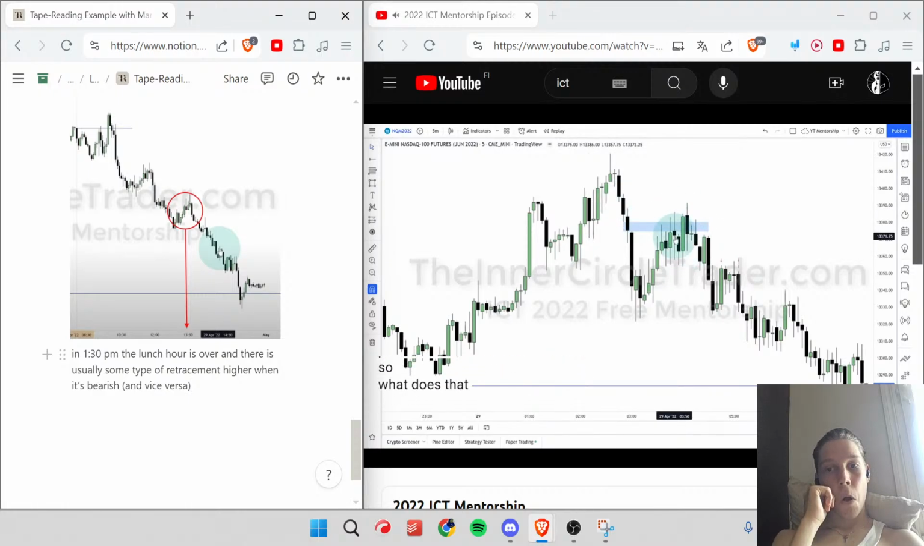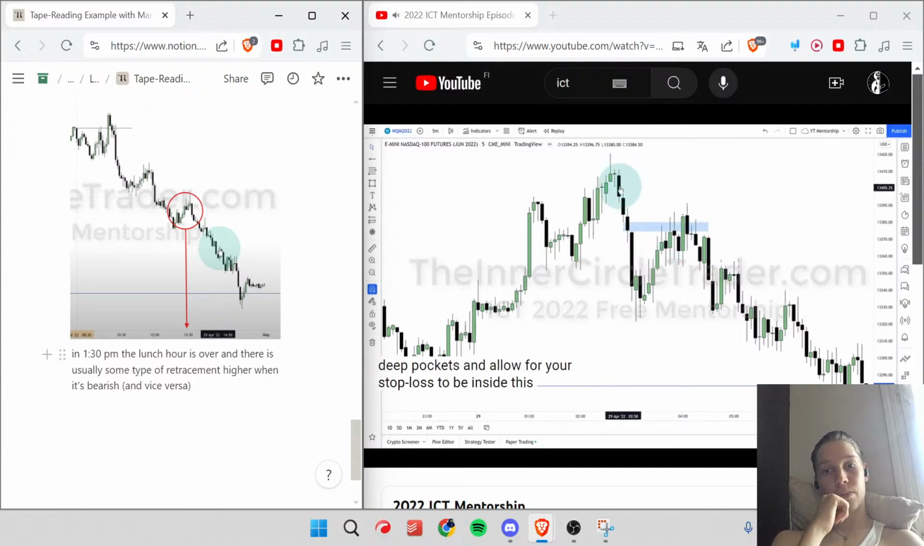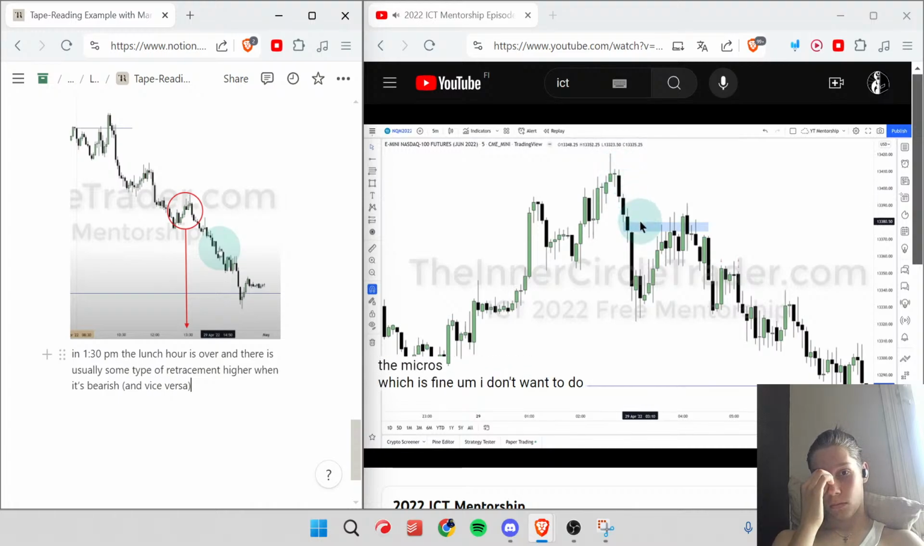So what does that mean? That means that you have to either have deep pockets and allow for your stop loss to be inside this here, or you use the micros, which is fine. I don't want to do a micro, man. I'm going to be in here $20 per point. Okay, but you have to have an account that will allow for that. If you don't have that, then trade the micro. But I don't want to do that. Okay, gamble, but not because I taught you to do that.